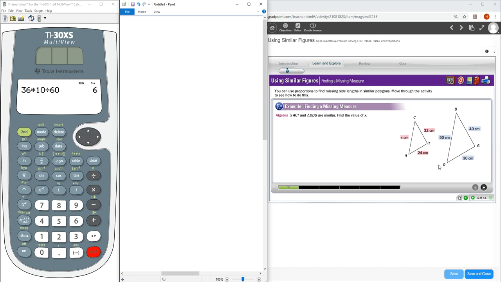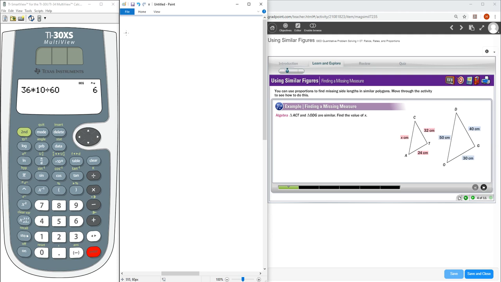So side AC on this small triangle is the same as side OD on this bigger triangle. Not equal, but similar, which means it's proportional, which means 32 over 40 would equal x over 50, 24 over 30 would equal x over 50, etc. 40 over 32 would equal 50 over x, 30 over 24 would equal 50 over x, and we're going to take a look at that.